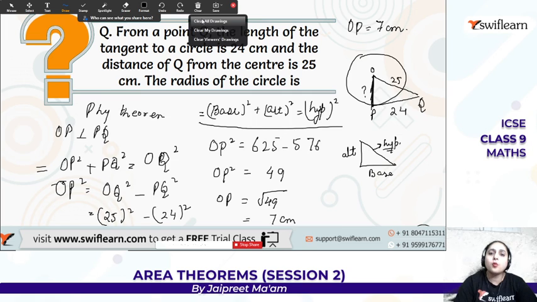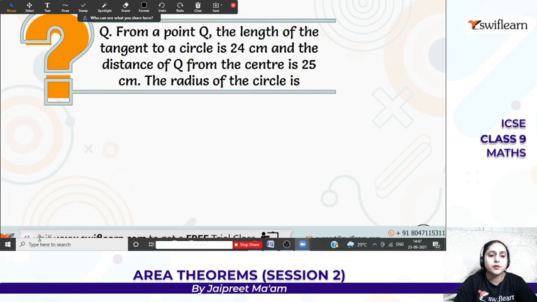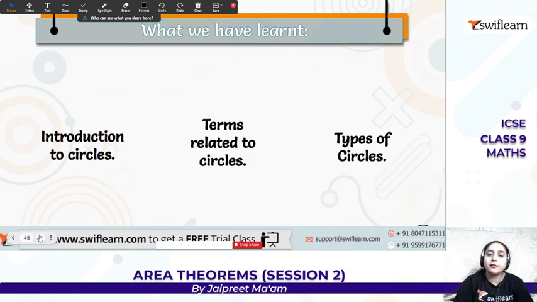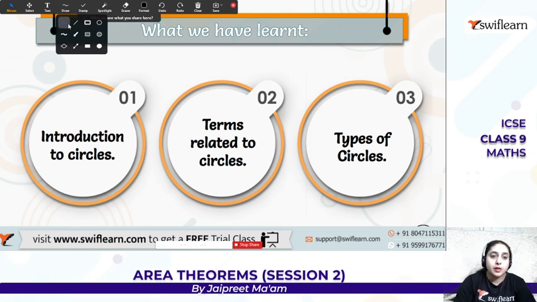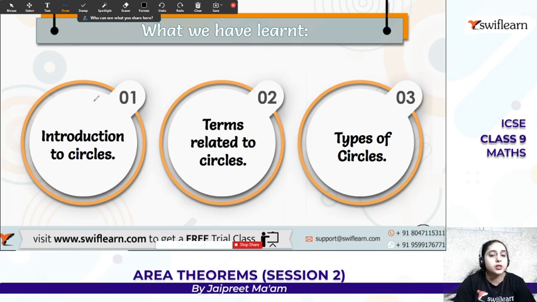So let's find out what we have learned today in the class. We have learned so many topics, and we have also solved some word problems: an introduction to circles, and so many terms related to circles. What is circumference, what is tangent, what is secant, circle, diameter, chord. We have used these definitions to solve the questions and word problems. We have also learned the types of circles, and we have also done a quiz.